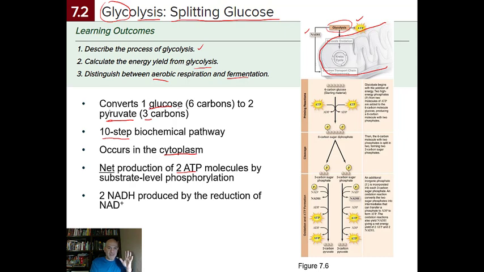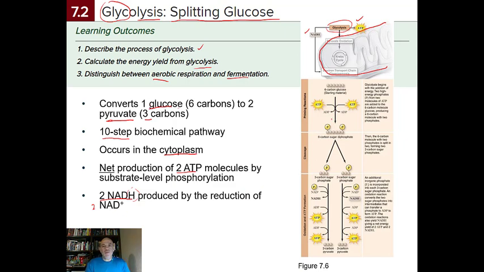How many ATPs? You're going to get 2 pyruvates, 2 ATPs, and we're also going to get 2 reduced forms, NADH. So remember, this is going to be carrying those high energy electrons that are taken from the organic molecules, the glucose in this case. And basically, we're producing it from reducing 2 NAD pluses.